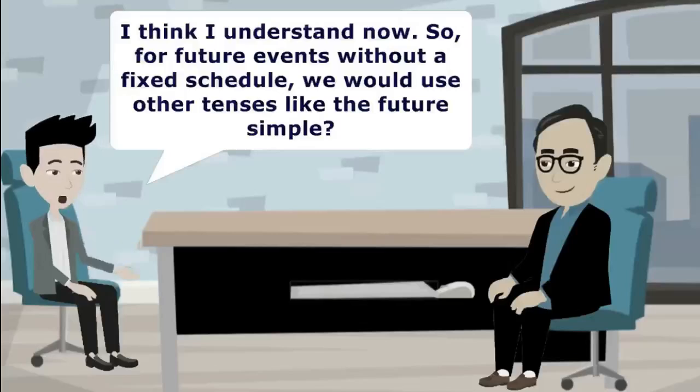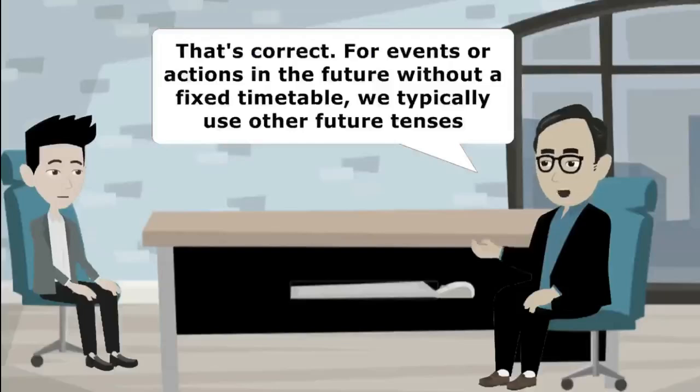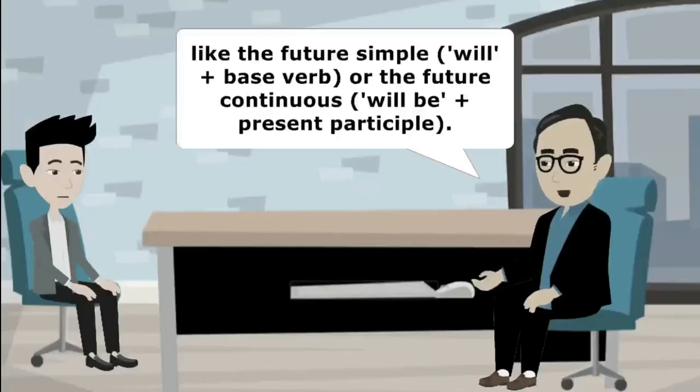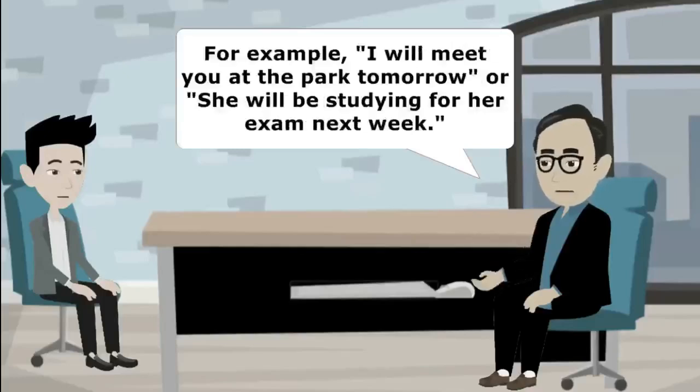So, for future events without a fixed schedule, we would use other tenses like the future simple? That's correct. For events or actions in the future without a fixed timetable, we typically use other future tenses like the future simple, will plus base verb, or the future continuous, will be plus present participle. For example, I will meet you at the park tomorrow, or she will be studying for her exam next week.